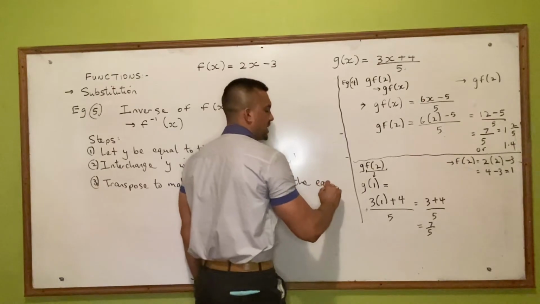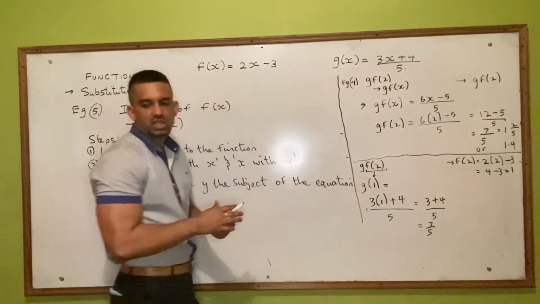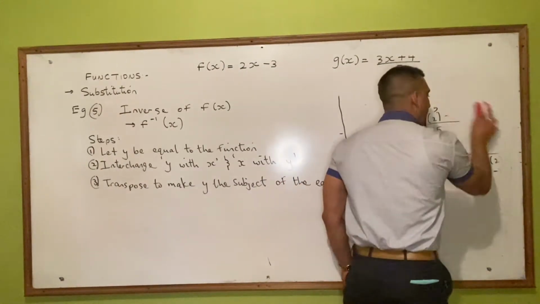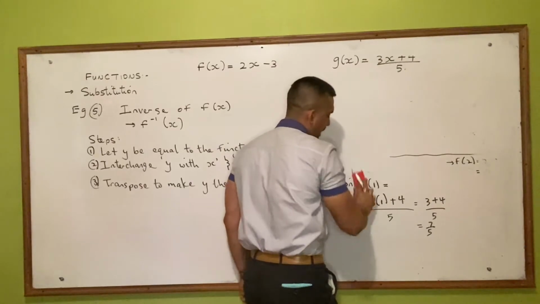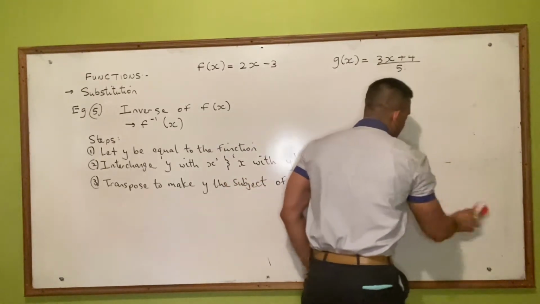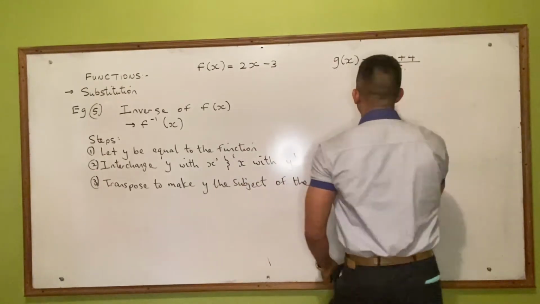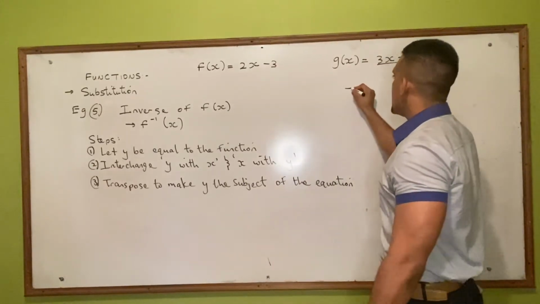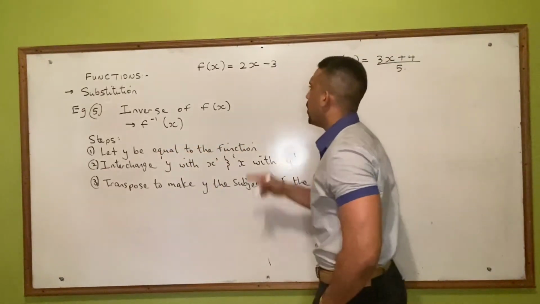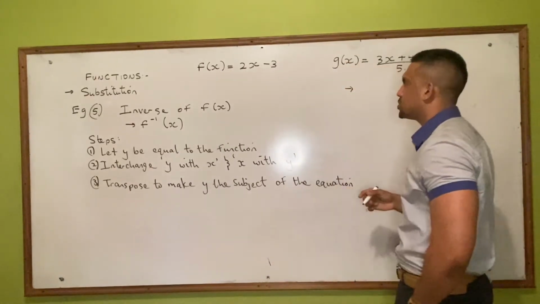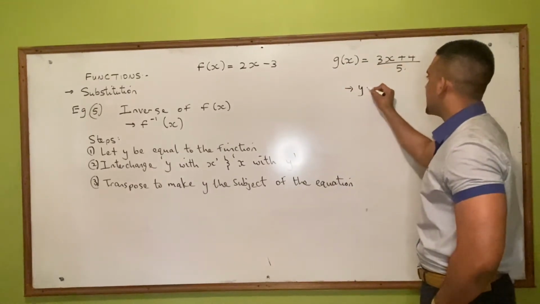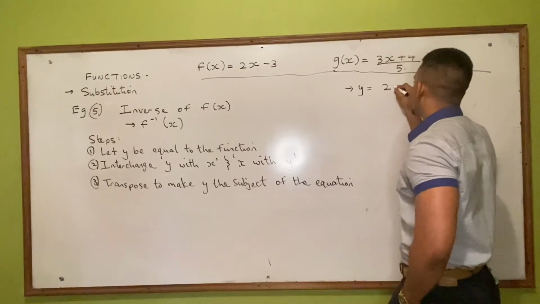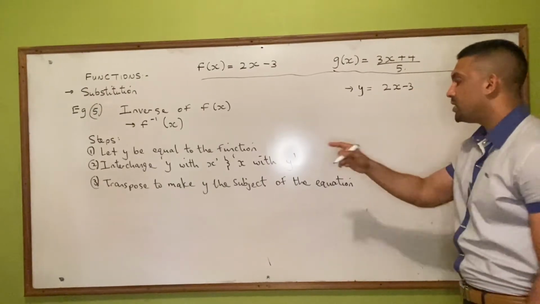Now these steps might look a bit spooky, but when you see how they are applied in an example, it will all make sense. So it's just a matter of applying it. In the first case, let's say they want us to find f inverse of x. Following the first step, you let y be equal to the function. So if f of x is equal to 2x minus 3, you let y be equal to 2x minus 3. So that's the first step completed.